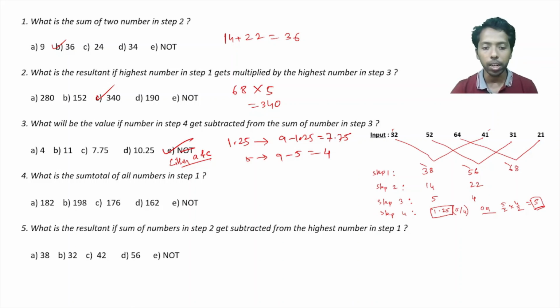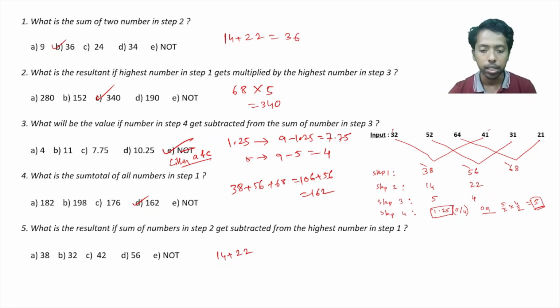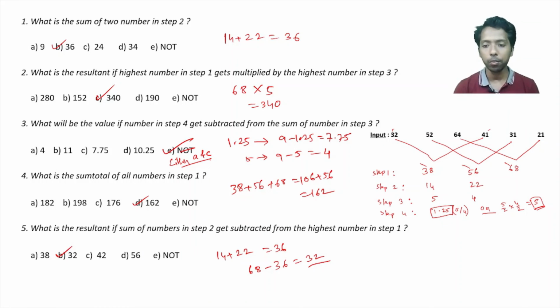What is the sum total of all numbers in step 1? Step 1, all numbers. 38 plus 56 plus 68. 68, 38. That is 106. 106 plus 56. That is 162. Option D. What is the resultant if the sum of numbers in step 2 is subtracted from the highest number in step 1? This is 36. Highest number in step 1, that is 68. So 68 minus 36, which gives 32. 32, option B, right? So two input output sets we are done with.